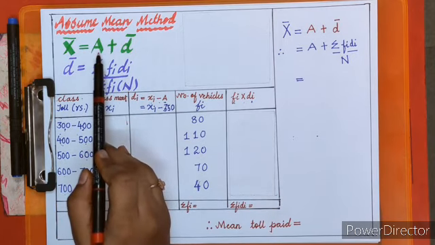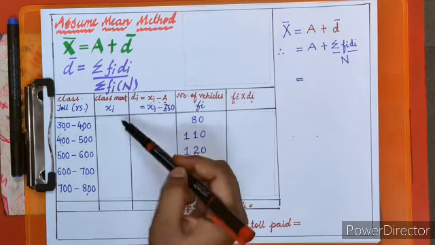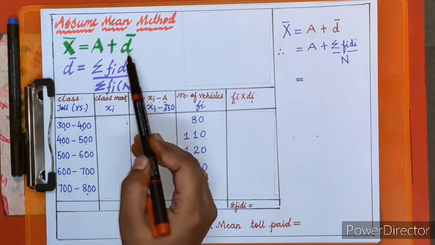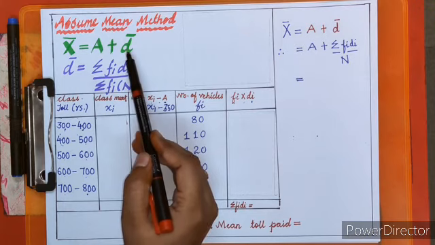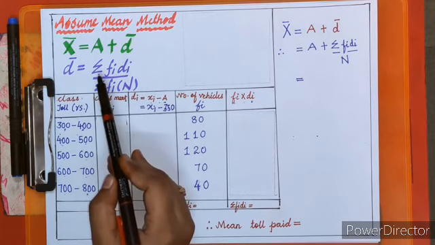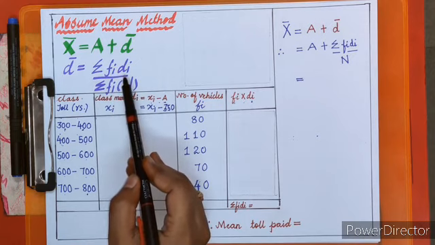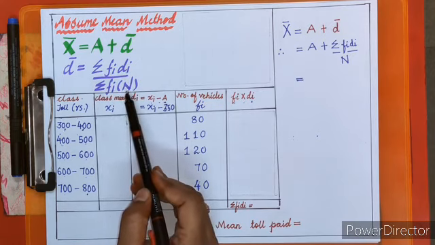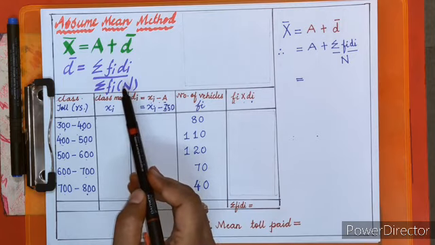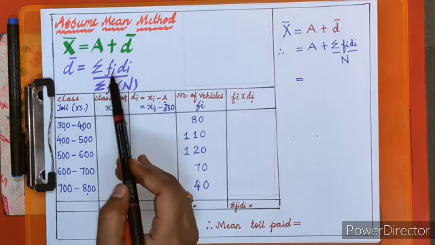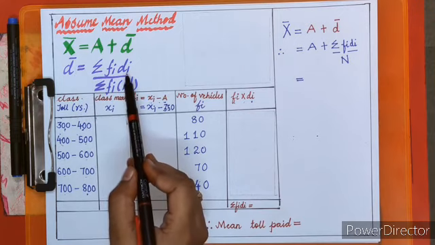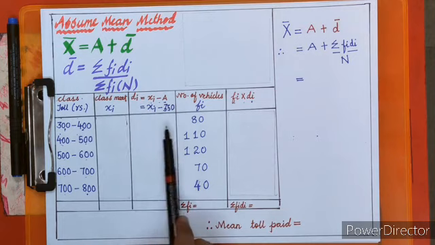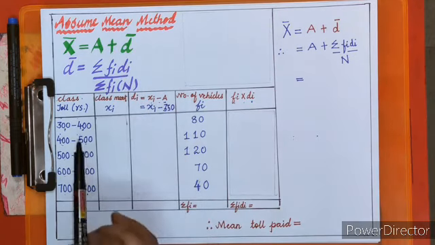Here A is an assumed number which you will assume from the class mark column, any number, and D stands for deviation. To find out the D bar, we have a formula: summation of frequency into deviation upon summation of frequency, which can also be written as capital N. So to find the D bar, we need to find the D column. Here we have to make 5 vertical columns for the assumed mean method.